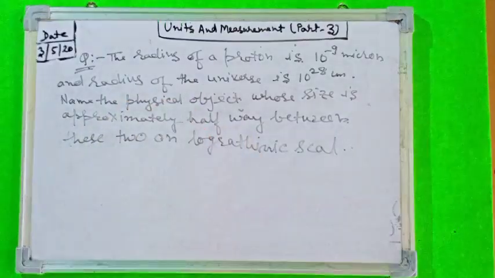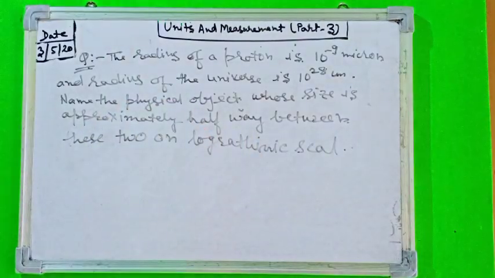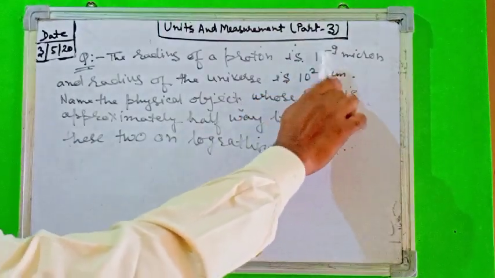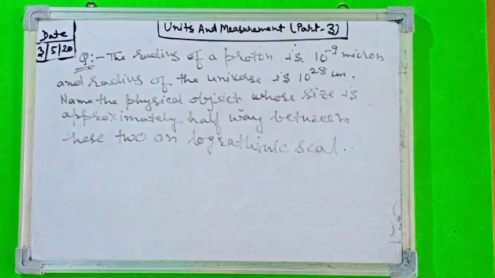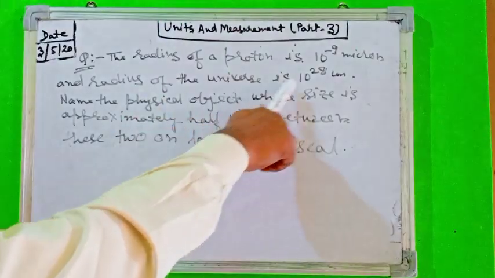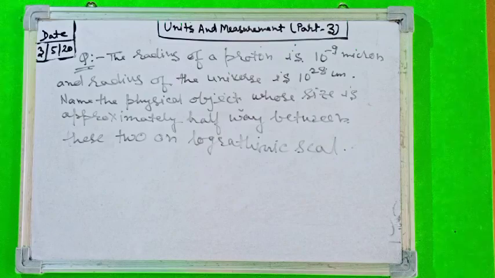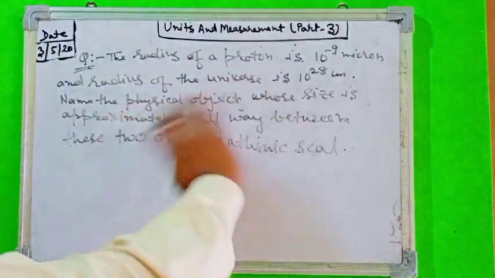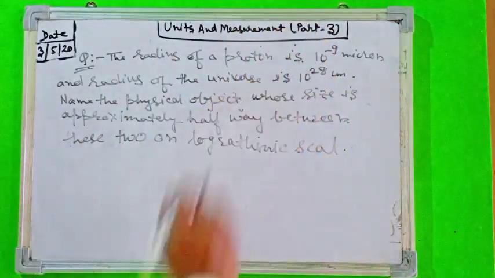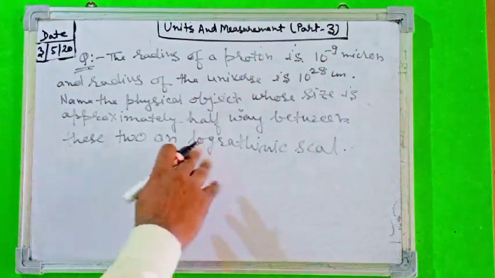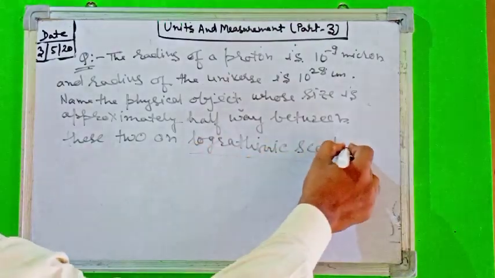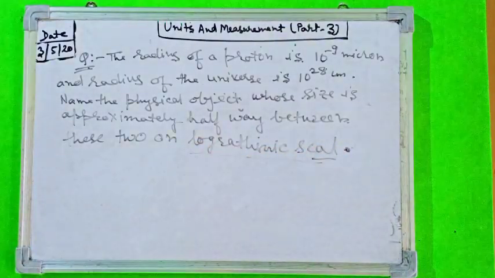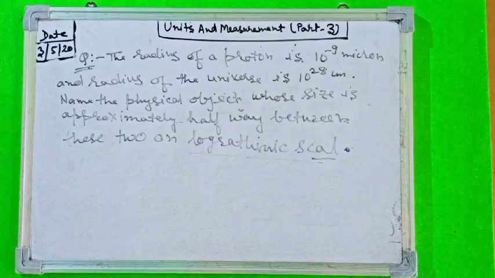The radius of a proton is given; this is called the order of magnitude, which we had studied before. The radius of the universe is 10 to the power 28 centimeter. Now you have to name the physical object whose size is approximately halfway between these two objects on a logarithmic scale. You have to choose the logarithmic scale for this calculation, as it is given in the question. Try to do it and we will discuss it in tomorrow's lecture.